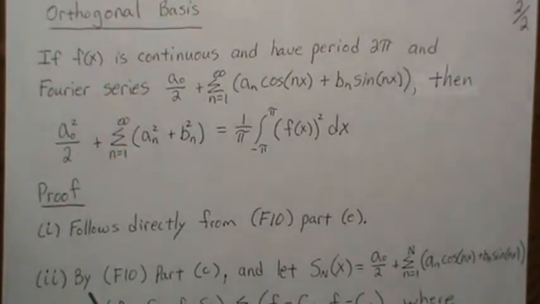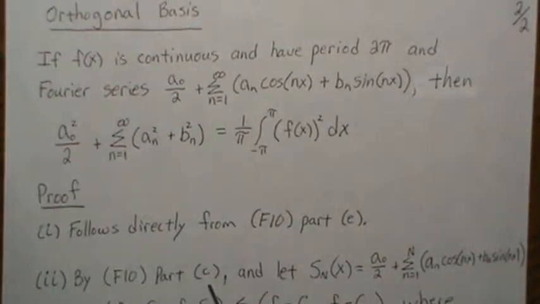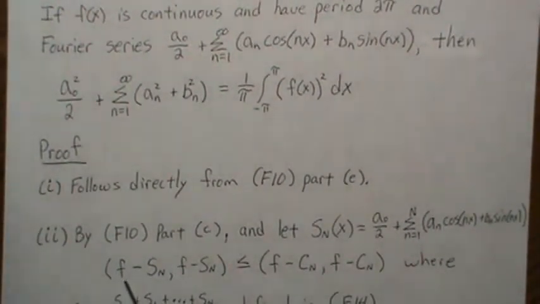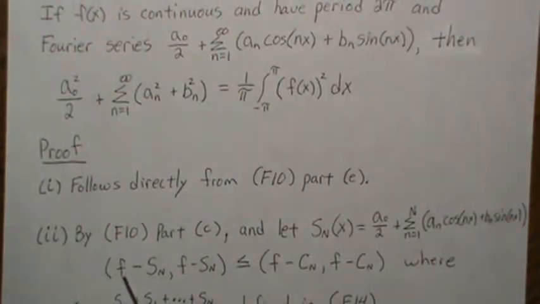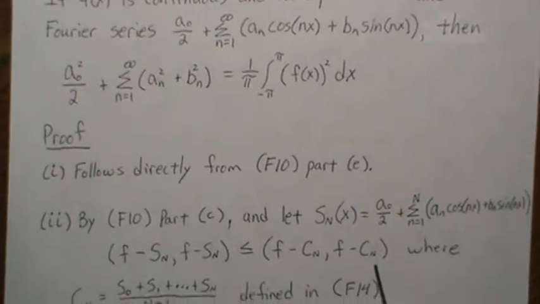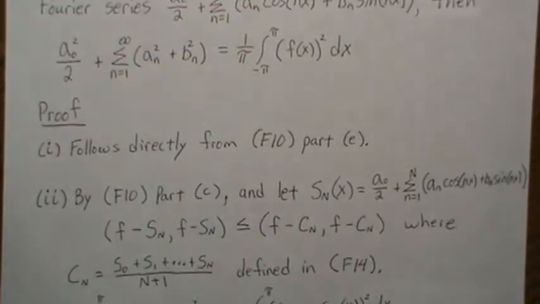We're going to look at F10 again, part C, and Sn is the partial sum of the Fourier series. It says that the squared distance between our target function, what we want to estimate with this series where we use the Fourier coefficients, and any other linear combination of our basis functions, this squared distance is always bigger than when we use the Fourier coefficients. Now Cn is what we defined in video 14, the Cesaro sum of these partial sums.